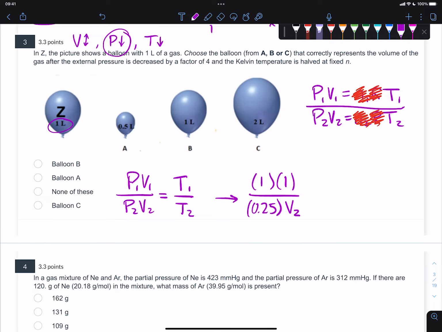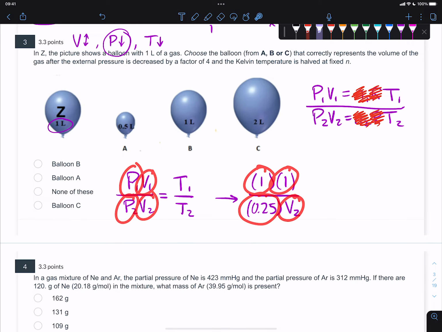V2 is literally what we're looking for, right? Is it going to be a half a liter, the same volume, or 2 liters? So far we have these things filled out. We know the initial pressure was some number, and the initial volume was 1. We know the final pressure was just a quarter of whatever it was, and that's what we did here. It's just a ratio. And we know the final volume is, well, we don't know it.